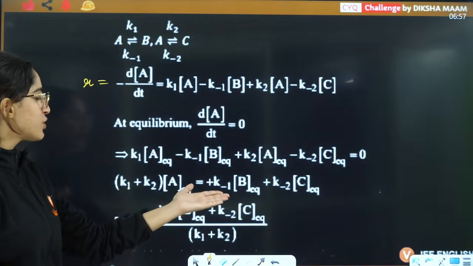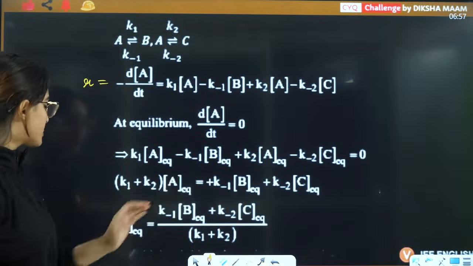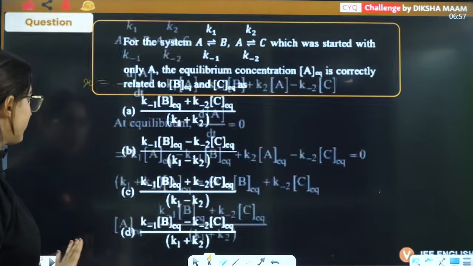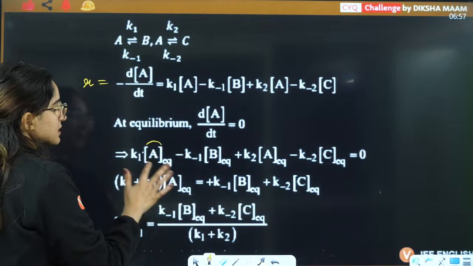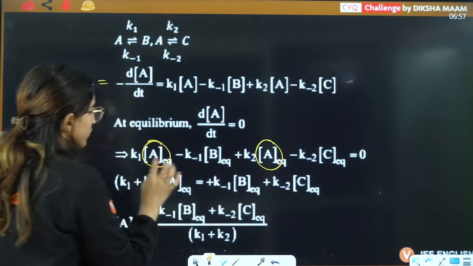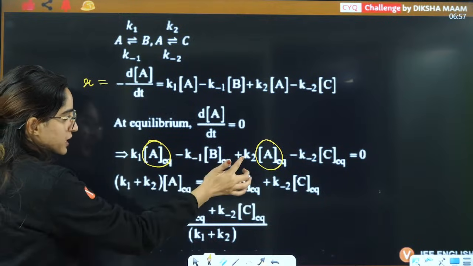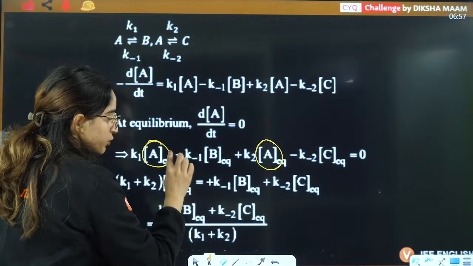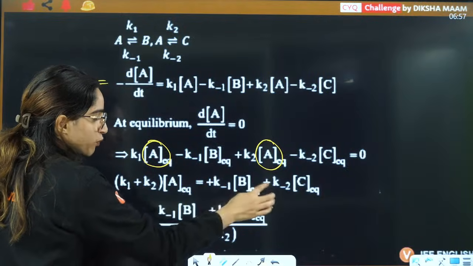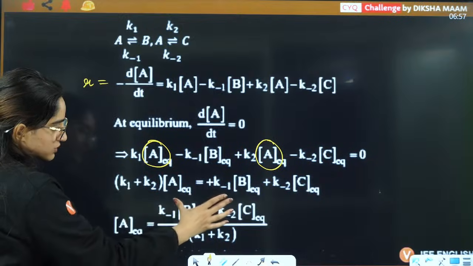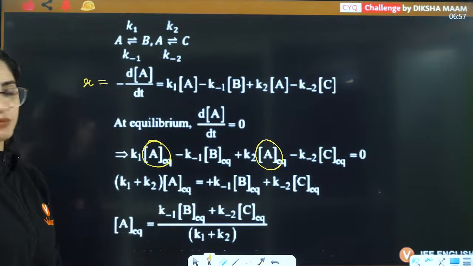Then what you have to do is solve this equation. What they are asking you is to solve for the value of A equilibrium. So take A equilibrium as common. This will be K1 plus K2. And this you can put on the right hand side, positive, positive, right? So A equilibrium is equal to this divided by K1 plus K2.